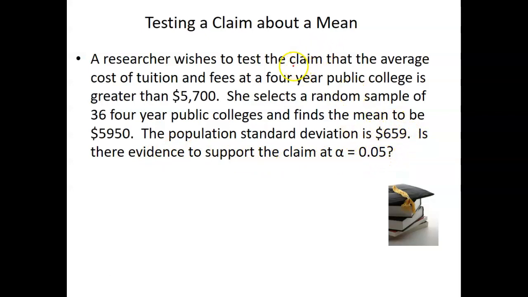Okay, so if we look at this, here's our claim that the average cost of tuition and fees at a four-year public college is greater than 5,700. So we know average is kind of the layman word for mean. Mean is the statistician word that we're going to use. So the mean cost of tuition and fees is greater than 5,700. As far as the type we're doing here, this is a mean type because we're testing a claim about the mean. So when I go to identify my values, I see that n is going to be 36.